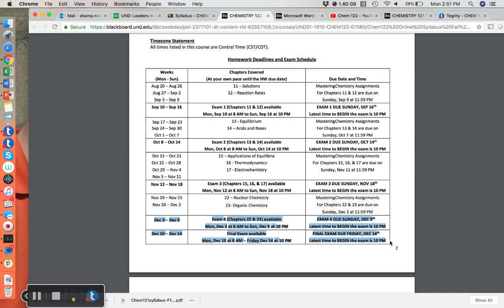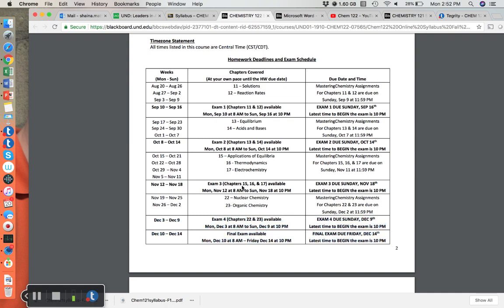At the very end of this semester, we'll have 2 exams right in a row. Exam 4 will be available from December 3rd to December 9th. And then the following week from December 10th to Friday, December 14th is the final exam. And this final exam is cumulative, and it is due on a Friday, unlike the other exams.